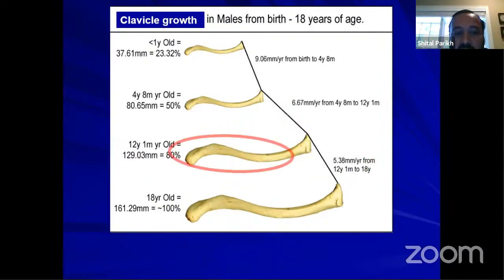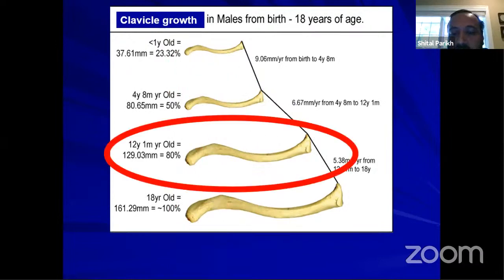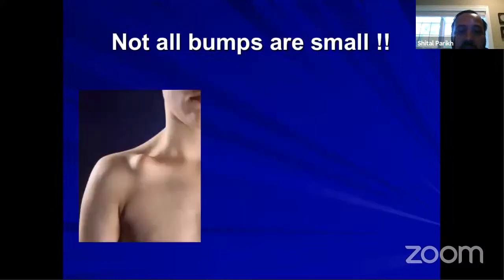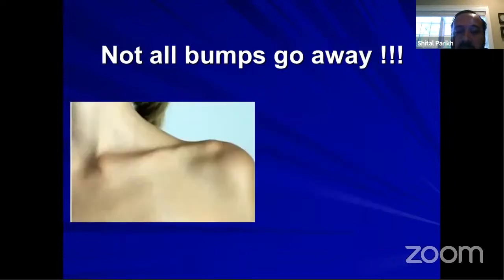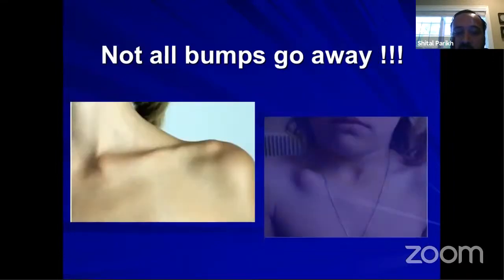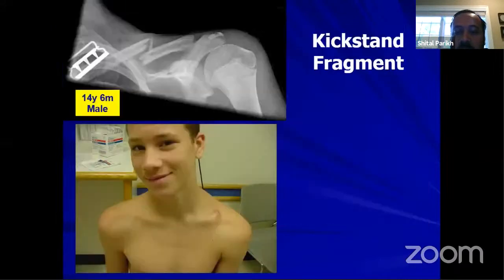Similarly, in males, it's usually around the age of 12 years when 80% of the clavicle growth is complete. So the same thing applies: the malunion may not remodel after this age. And so the bumps may not be small, they can be a cosmetic issue. You need to make the family aware of it in older kids that there could be a permanent bump when the fractures heal, and they would not remodel, they would not go away.